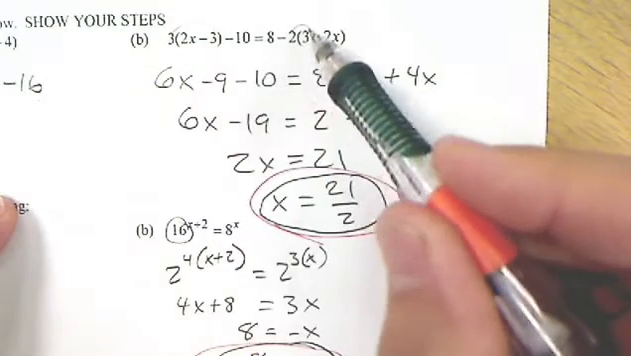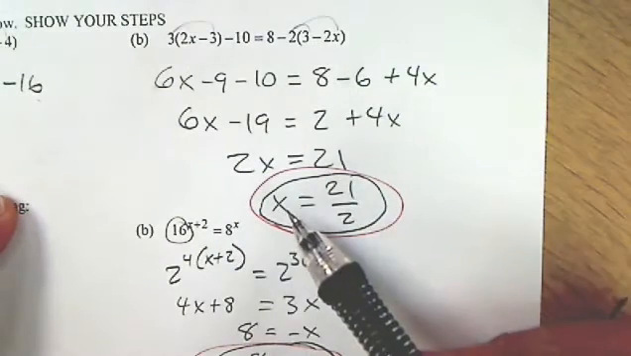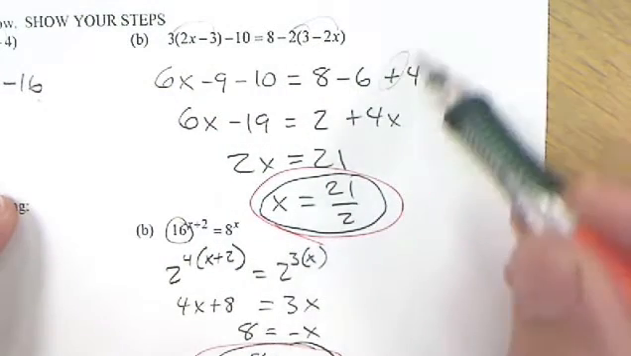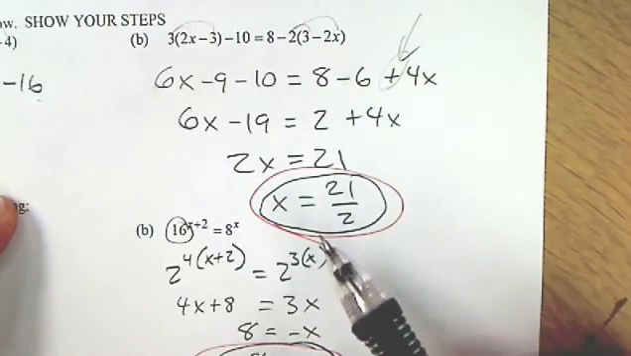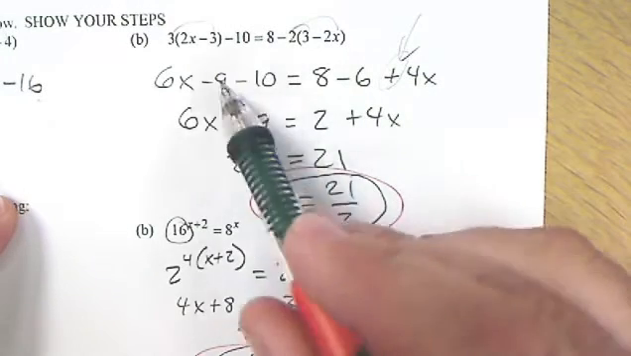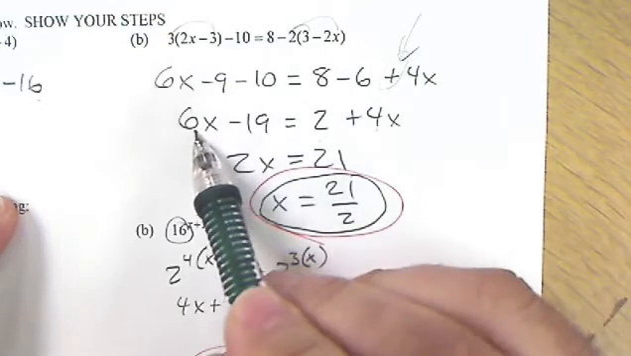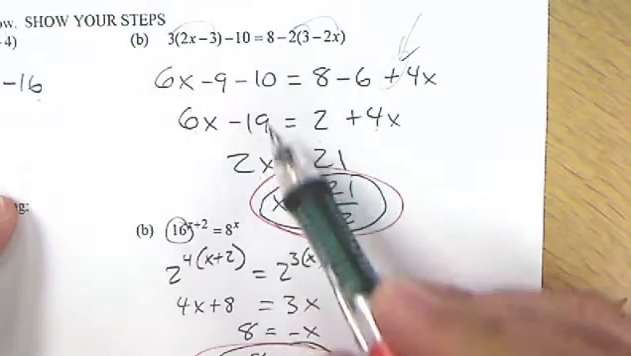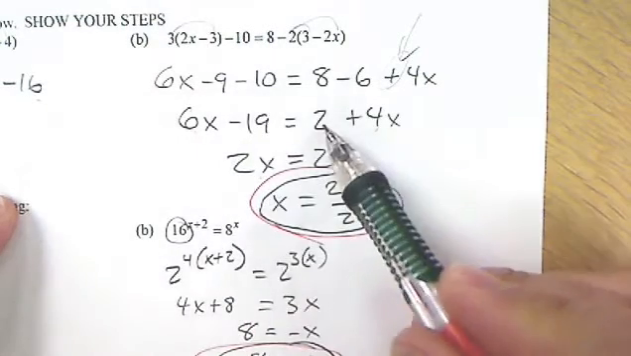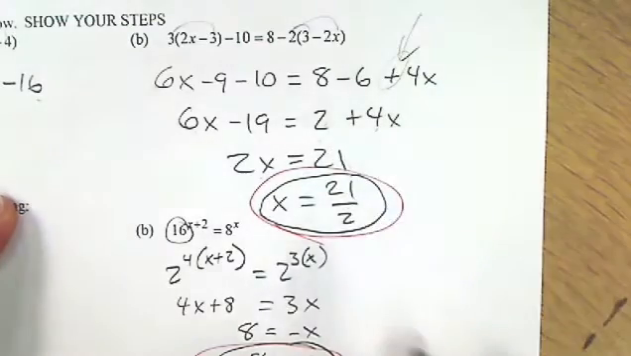Distribute, distribute, and most mistakes came from right here. Combine like terms, combine like terms. Subtract 4x to get all my x's on one side. Subtract 4x. Add 19. Add 19. So you get 21 over 2.